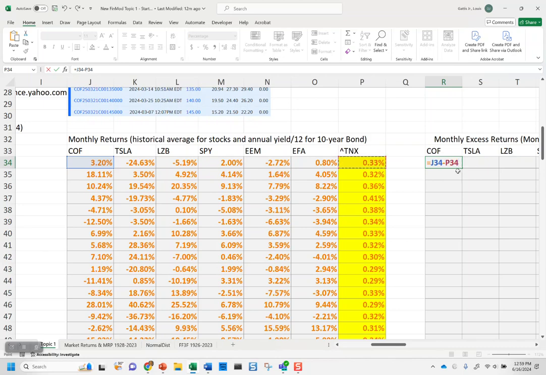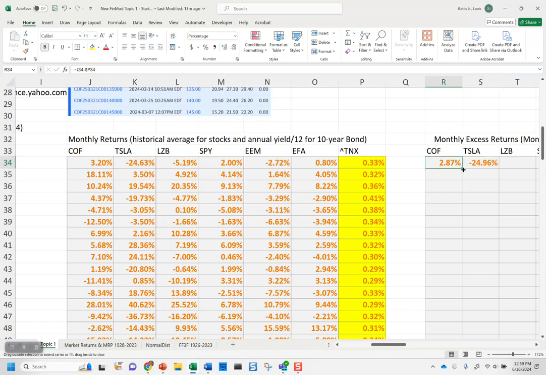Now I'd like to copy this down and over. So here's what I'm going to do. I'm going to take that formula, and since the 10-year rate, the risk-free rate, is in column P, I'm going to put a $ in front of P. What that's going to do is when I copy this formula to the right, normally that P would turn to a Q. But by putting a $ in front of the P, it's going to anchor it. So when I copy this to here, notice this stays at P and doesn't turn to Q.